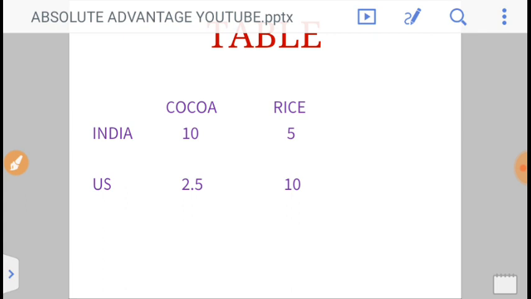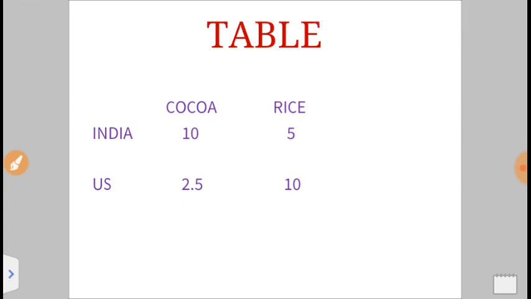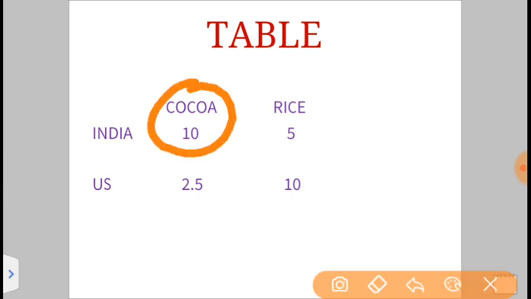So now both the countries decide to produce a commodity which it can produce at a cheaper cost, or which it can produce more. Now we can easily understand that India will choose cocoa and US will choose rice. Now they can trade these two commodities. India can export cocoa to US and US can export rice to India.